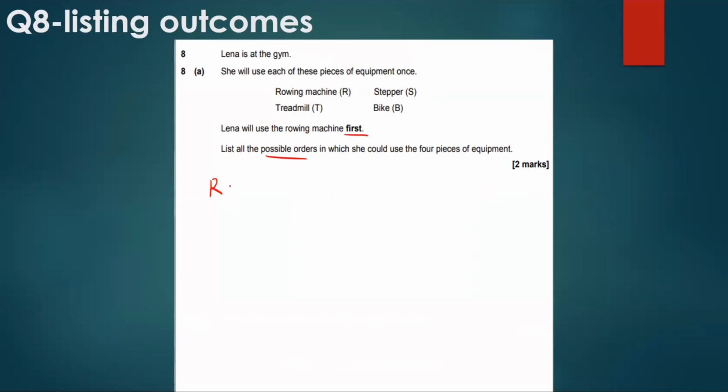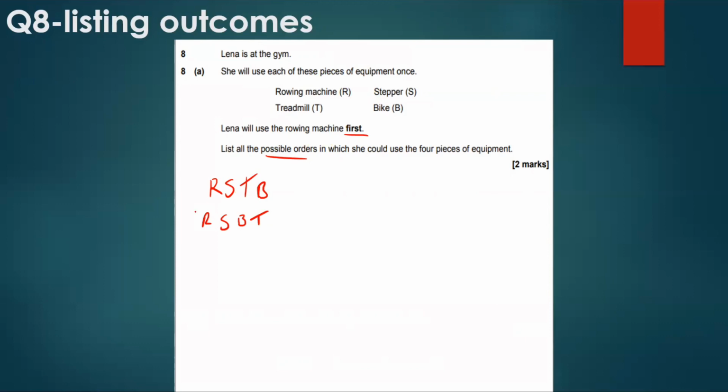machine first. So rowing machine, I'm then going to do it in the order that it's given me. So rowing machine, stepper, and then the treadmill, and then bike. I'm then going to swap the treadmill and the bike around. So I'm going to do rowing machine, stepper, bike, and treadmill. And now I've done all of my solutions for R and S, which is the rowing machine and stepper.